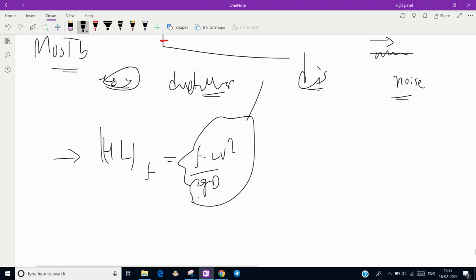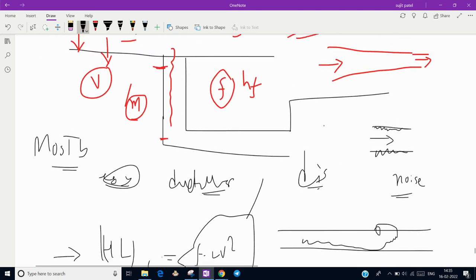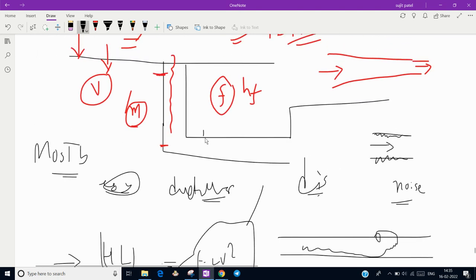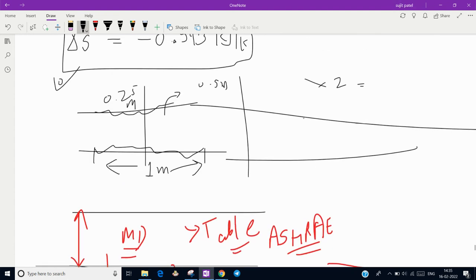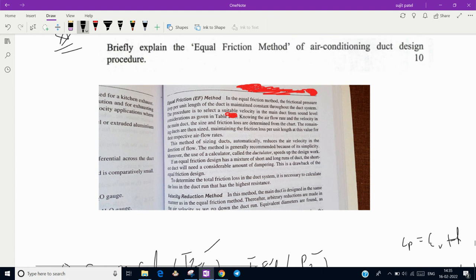Because this is the major friction, and in some cases whichever is the longest branch, we take that friction also, and we do all our calculation, and we determine the diameter of this branch duct, with the continuously gradually decreasing area. So this is the method, and here it is all written over here. You can take a screenshot of it and just use this.